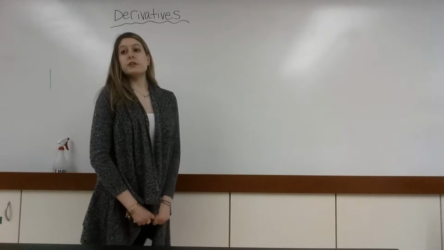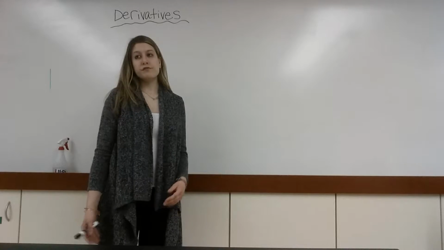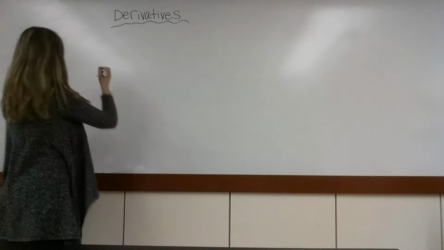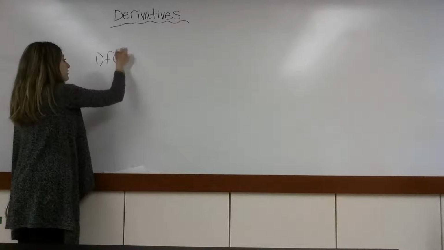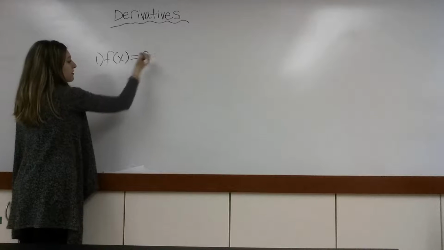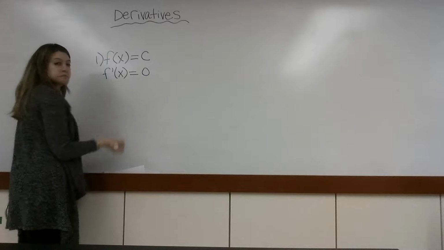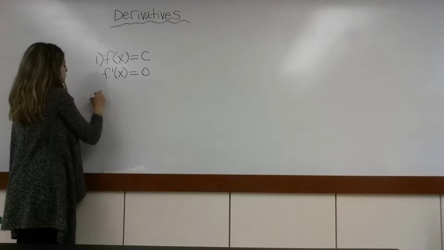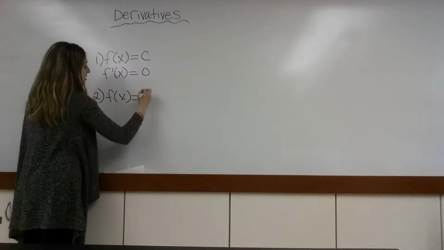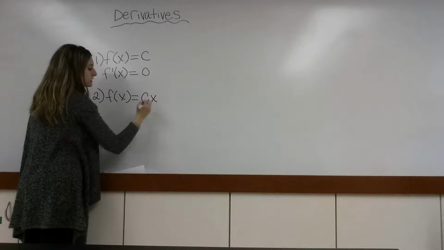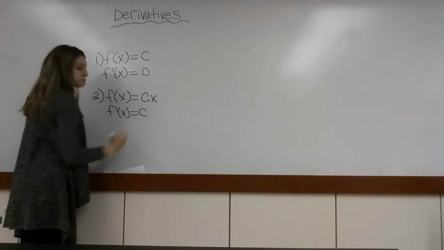Class. Yesterday we learned about derivatives, and we're going to continue with that today. So I'm just going to remind you of the few basic rules that we learned yesterday. The first one is, if we have a function that's a constant, the derivative of that constant equals 0. Number 2, if our function equals a constant times x, the derivative of that equals c.